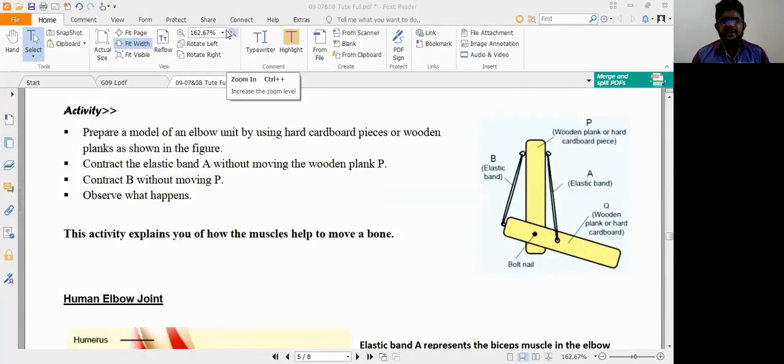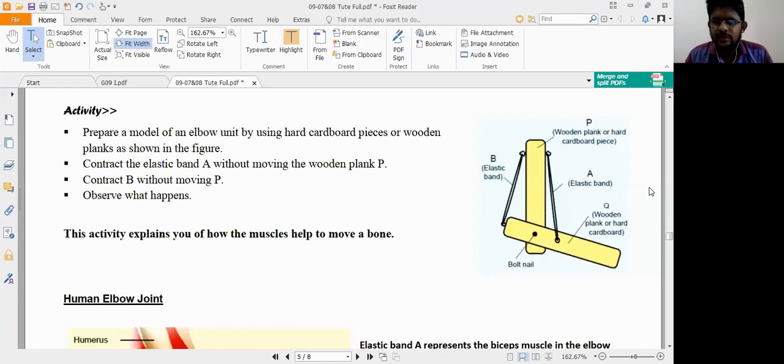So you can see there is an activity given here. That activity shows you how to arrange a model related to our human elbow. Prepare a model of an elbow unit by using hard cardboard pieces or wooden planks as shown in the figure. Contract the elastic band A without moving the wooden plank P. Contract B without moving P. Observe what happens. So the activity given here is regarding the human elbow joint. You see the model given there.